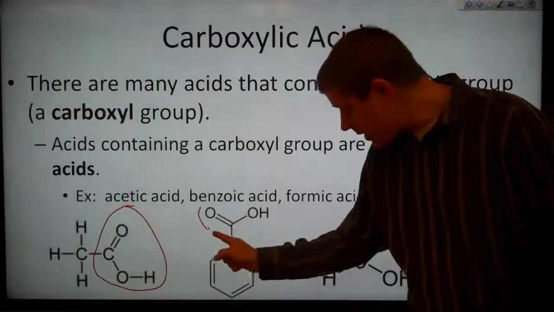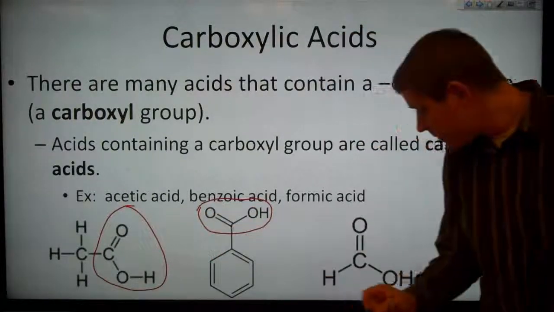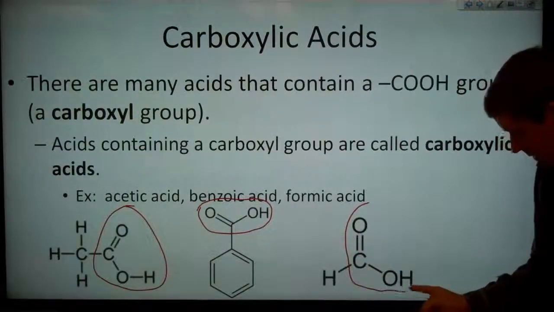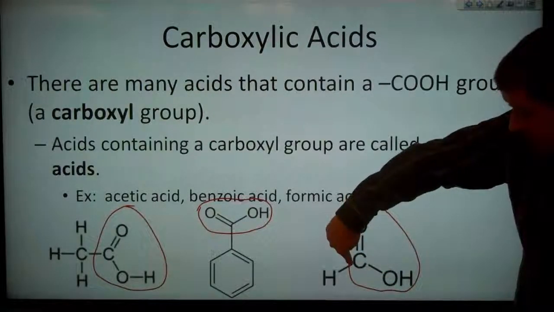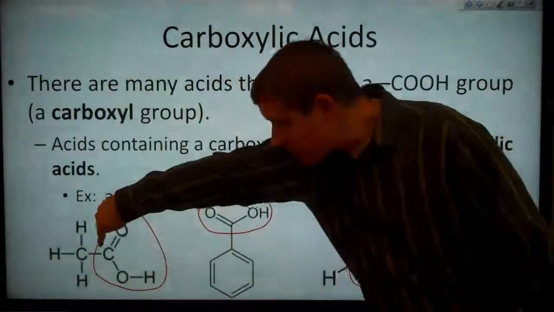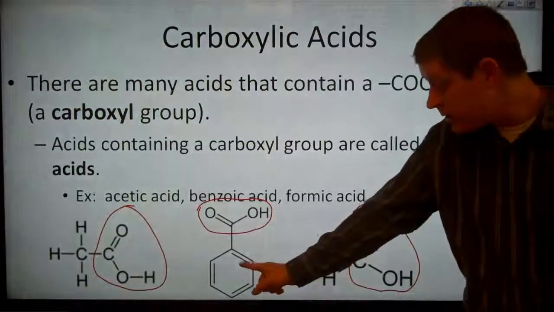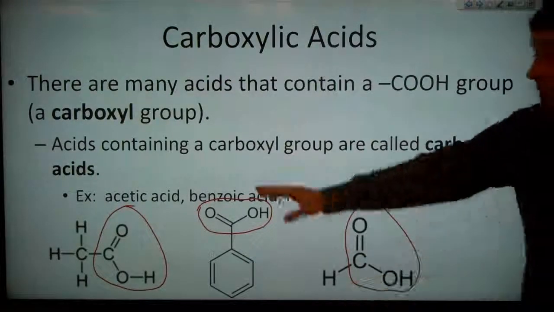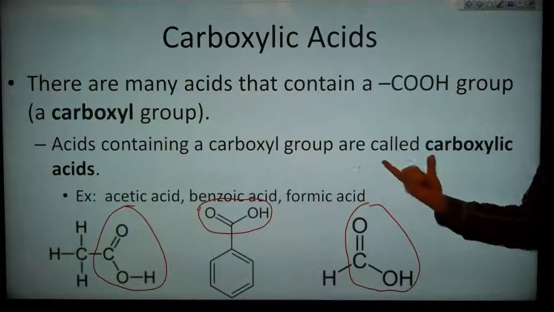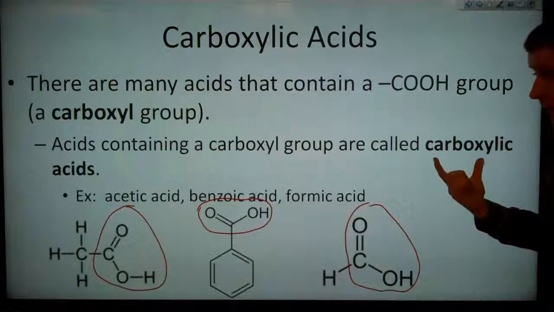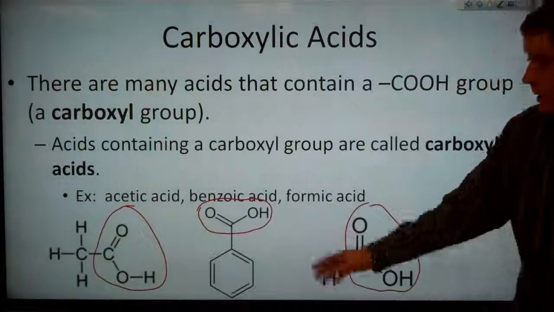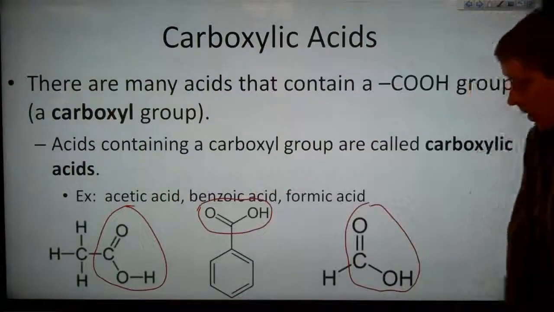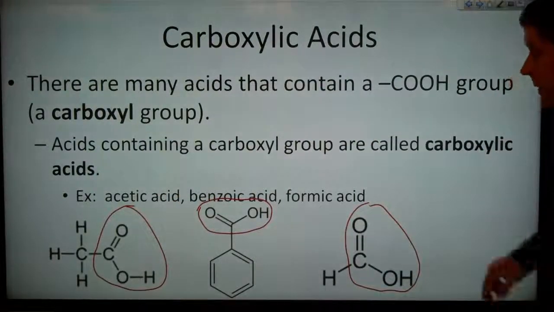Note that we've got the same group here, and we've got the same group there. So in each of these cases, we have a single bond to something else. In this case, it's a methyl group. In this case, it's a benzyl group. In this case, it's just a hydrogen. And so, acids containing a carboxyl group are called carboxylic acids. So here we have acetic acid. Here we have benzoic acid. Note that this acetic acid is vinegar. And here we have formic acid.